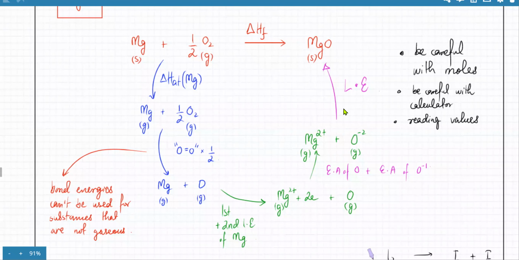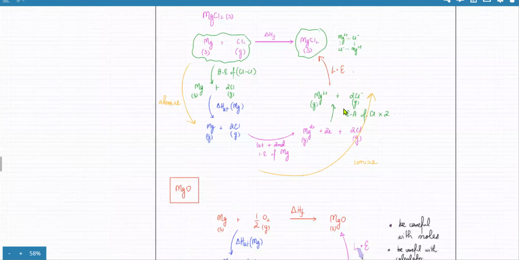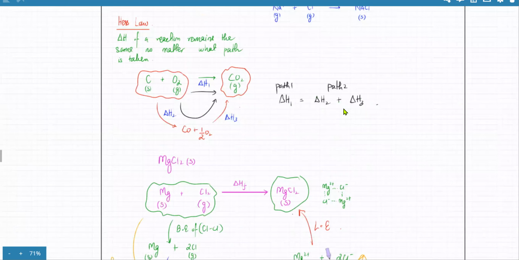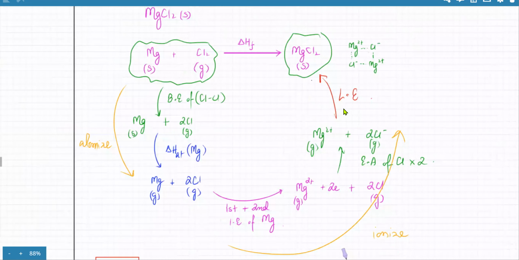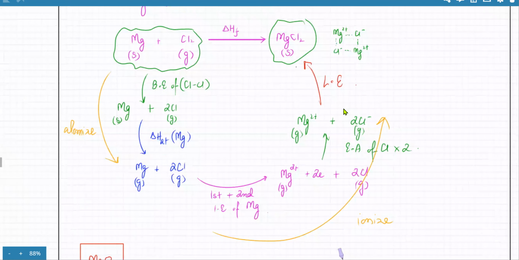Just a brief overview of how we calculated lattice energy. You had Born-Haber cycles, which were like a Hess cycle for ionic compounds. You start off with the enthalpy of formation of an ionic compound like MgCl2. The elements react together to form solid MgCl2, so it's Mg solid reacting with Cl2 gas to produce MgCl2.